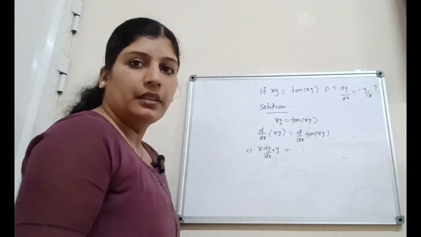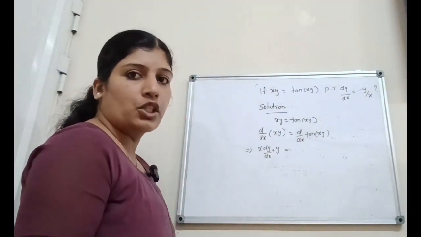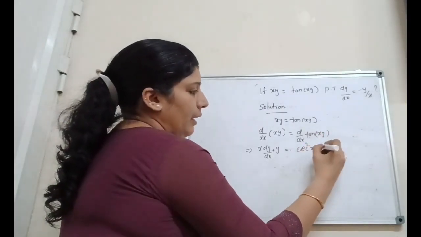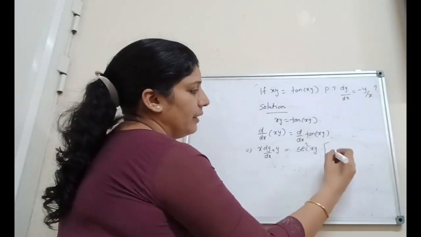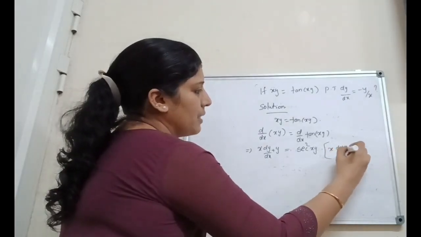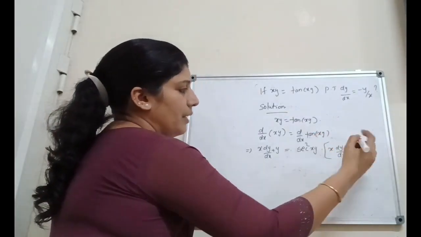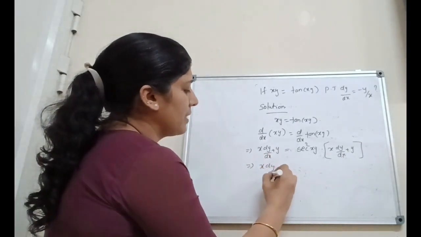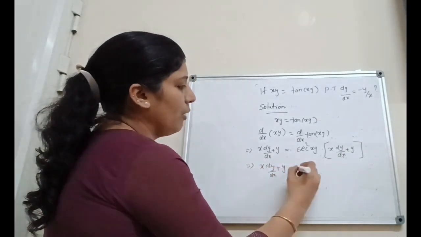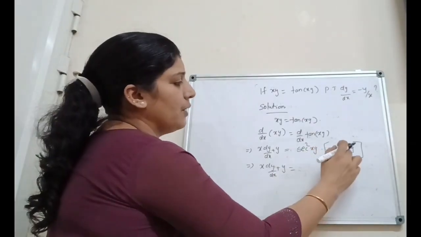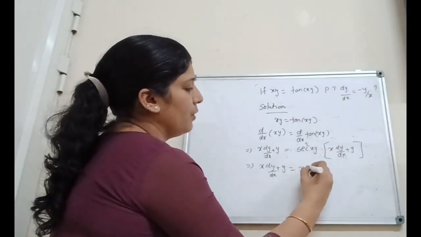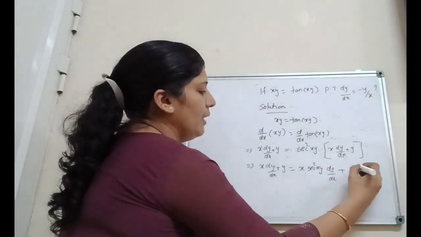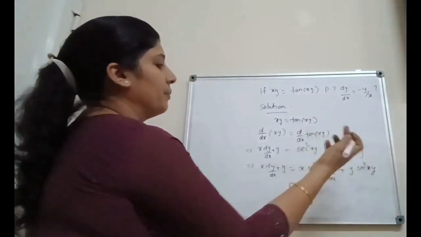The derivative of tan x is sec square x. Therefore, d by dx of tan of xy is sec square xy into d by dx of xy, that is x into dy by dx plus y into d by dx of x, which is 1. That implies x into dy by dx plus y equals sec square xy into x into dy by dx plus y into sec square xy.